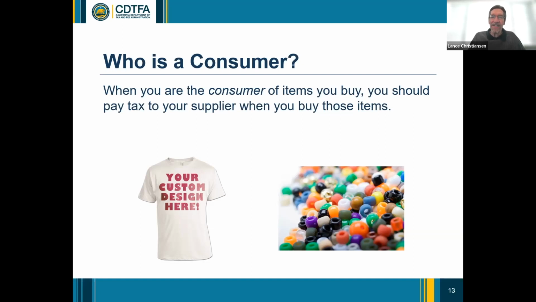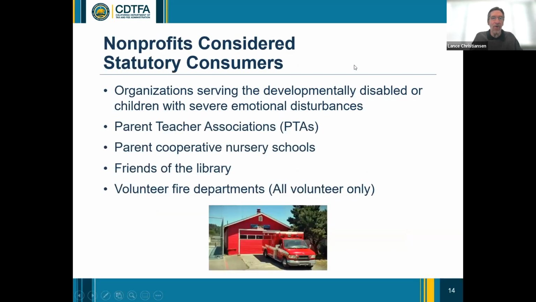Because you have that designation as a consumer, but there's only a few that fall into that category as being consumers. Let's take a look at those. So if you are an organization that serves developmentally disabled children with severe emotional disturbances, you could be considered a consumer. PTAs, parent-teacher associations, they are consumers. A parent cooperative nursery school, similarly, is also considered a consumer.